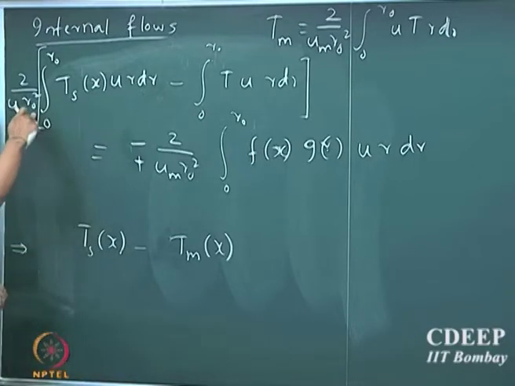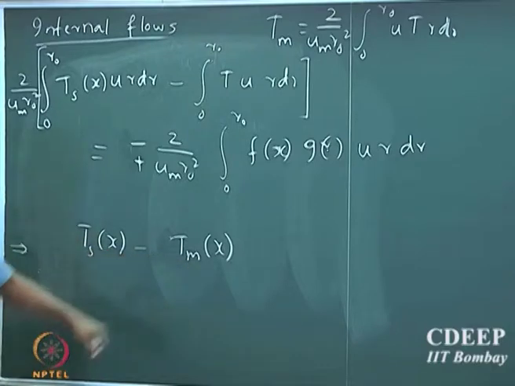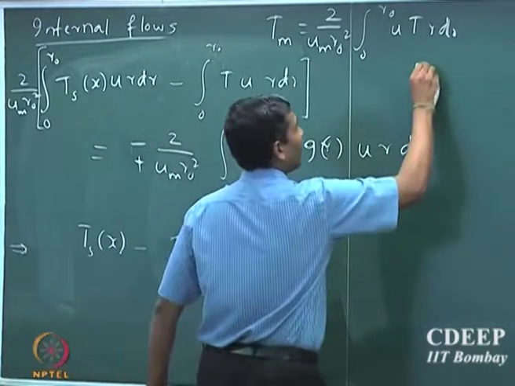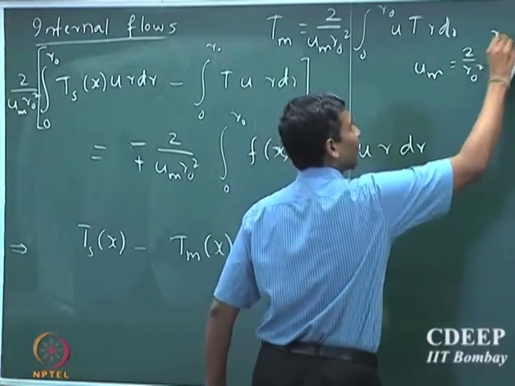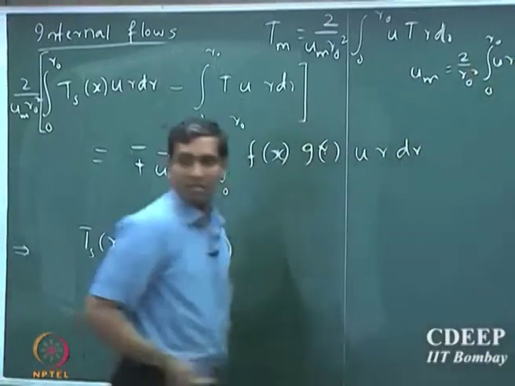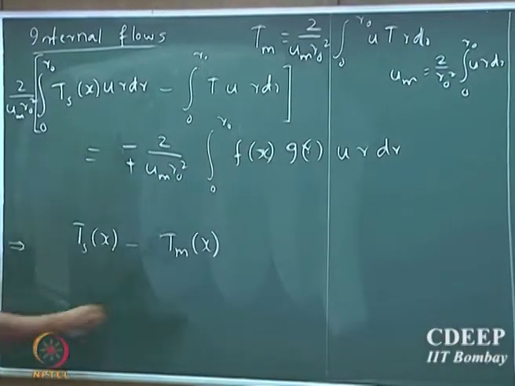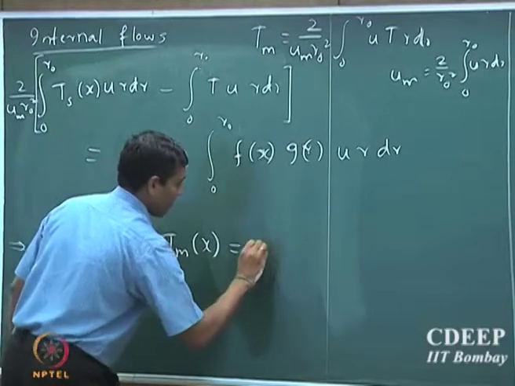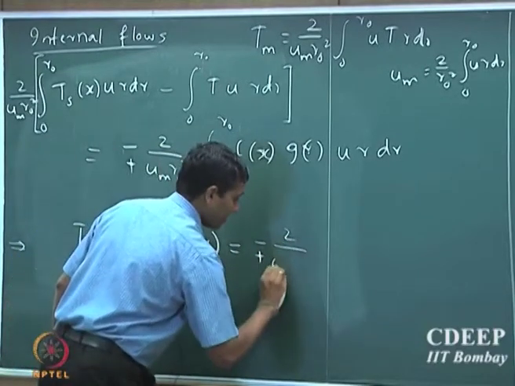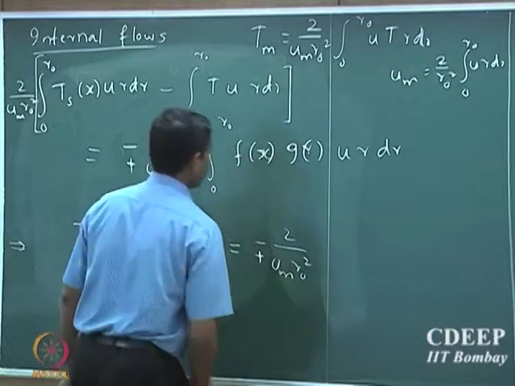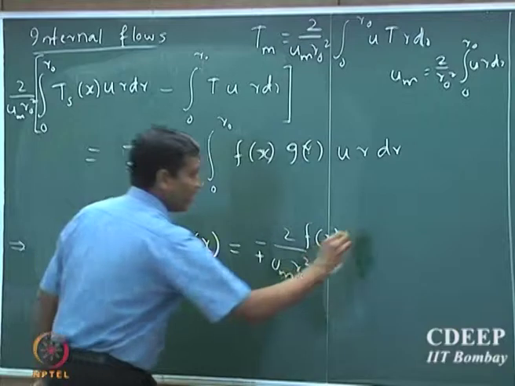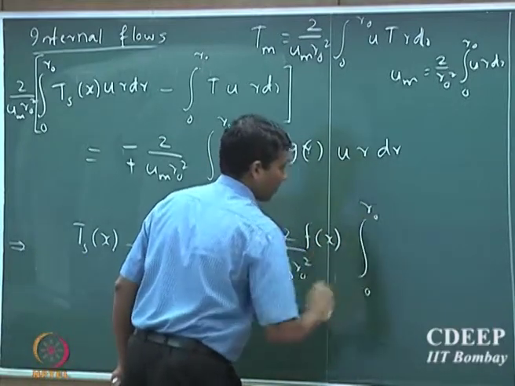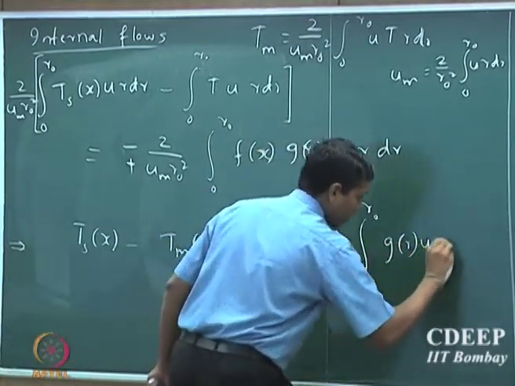Um itself is 2 by r naught square, which is already there, so this is Ts of x minus Tm of x. Remember that um is 2 by r naught square into the integral from 0 to r naught of u r dr. So that goes away, and on the right hand side you will have minus plus 2 by um r naught square. F of x is not a function of the radial position, so that will be the integral from 0 to r naught of g of r u into r dr.